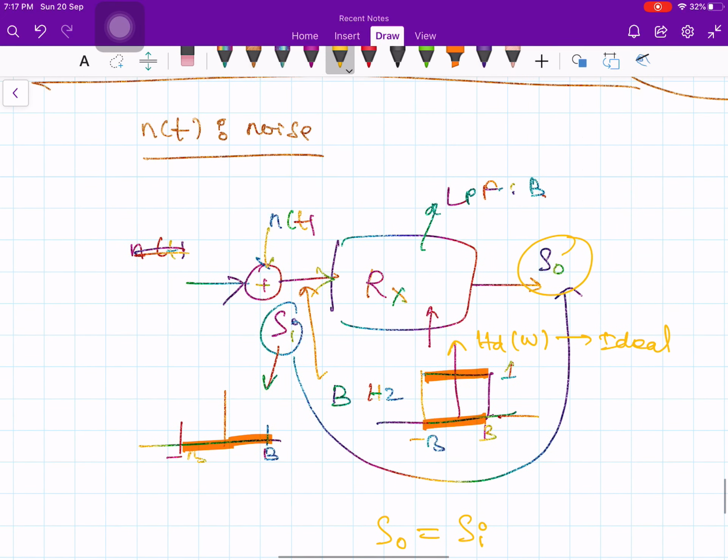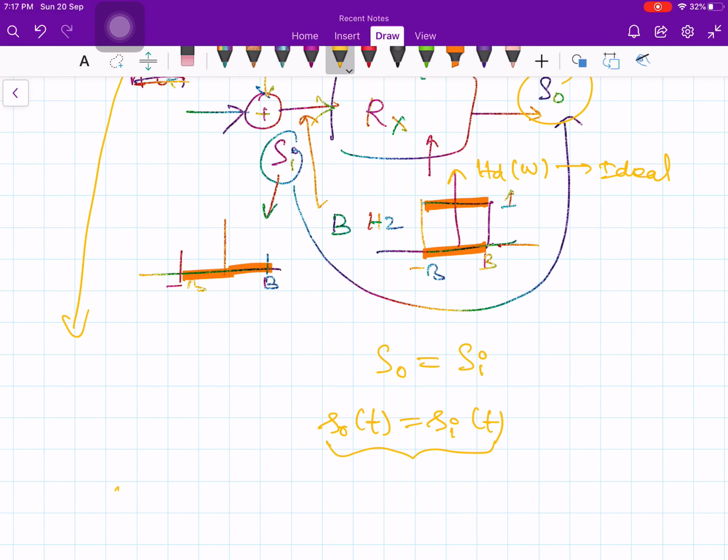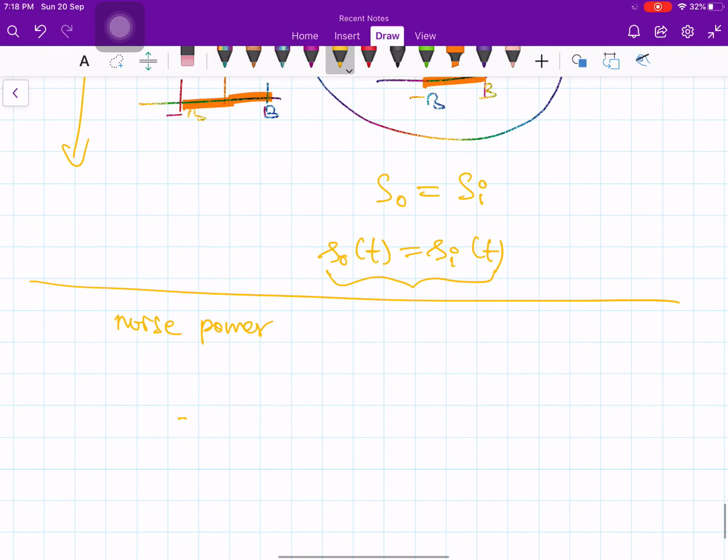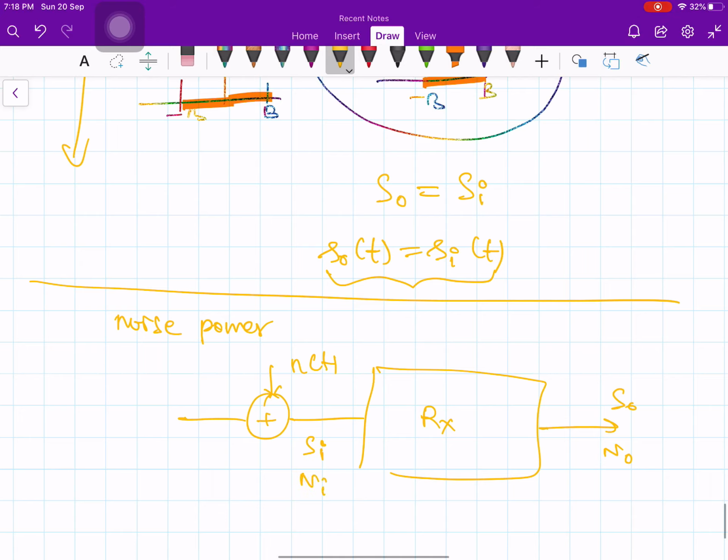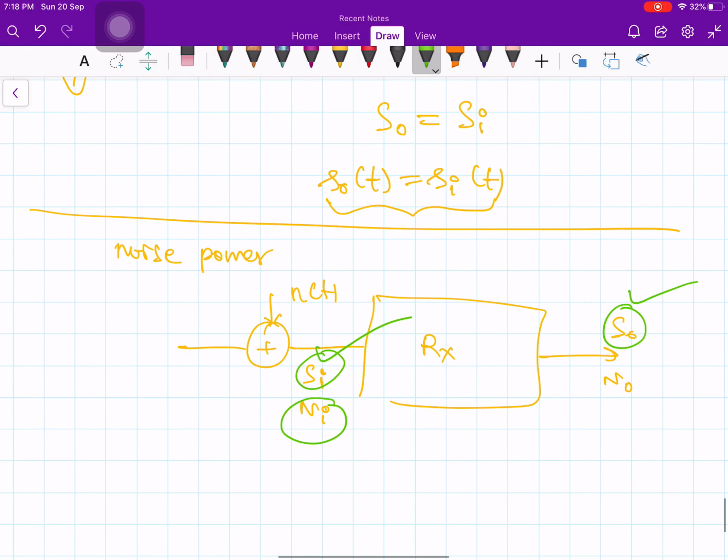Now, as I said, noise power. So what can you say about noise? Next we will talk about noise power. So you have N of t, and this one is a receiver and this is my output. Here I have S0 and N0. Now the input is my Si and Ni. We have already done the Si part and the S0 part. These two are over now. Now let us try to calculate this Ni part, input noise power, and output noise power.